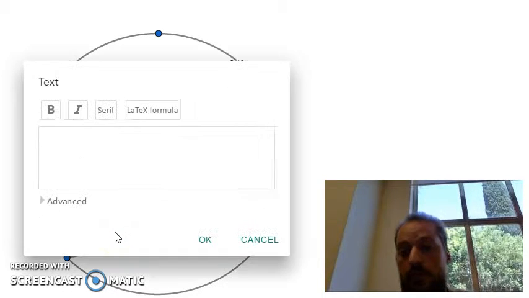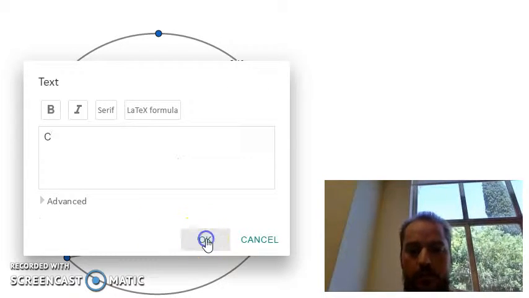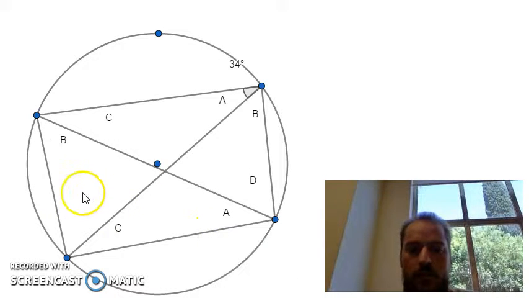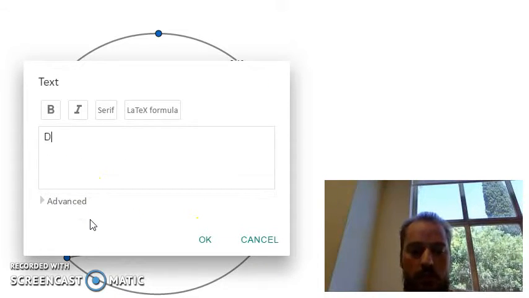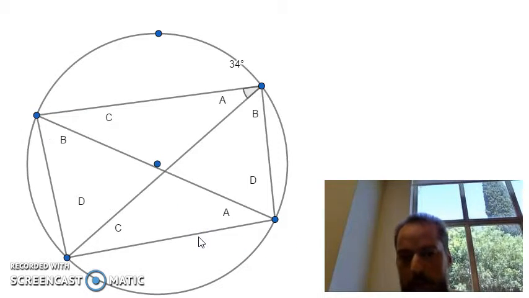And so on and so forth. So let's label the other angles C and D. This is because each of these pairs of angles is subtended by the same arc.